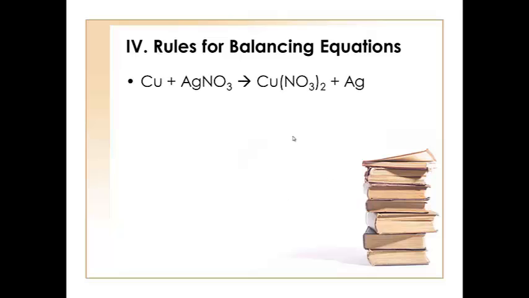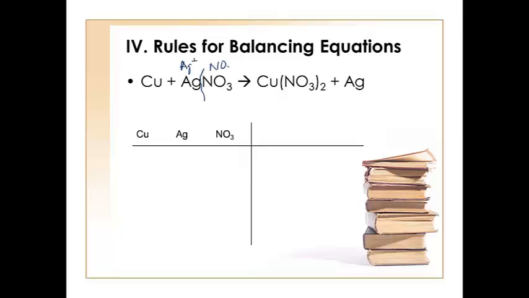So again, make up our little chart. Write down the elements that you see, Cu, Ag. Now, I'm going to do something a little different. Remember, this is a polyatomic ion. This is made up of Ag plus and NO3 minus. So the ions, as long as you see it on the left side and the right side, you can treat them like they're one atom. Do not put charges in.